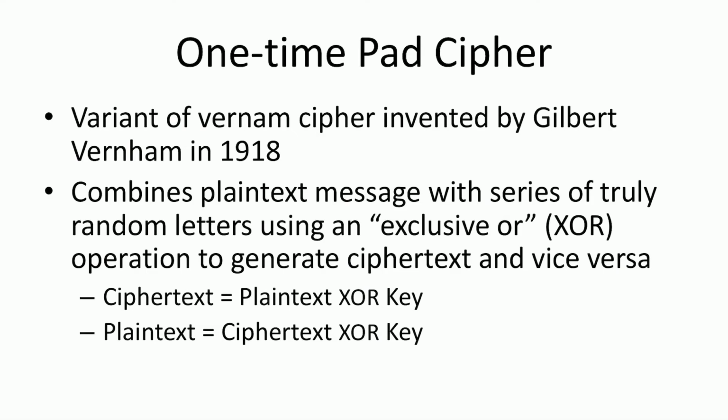One-time pad cipher is a variant of the Vernam cipher, which was invented by Gilbert Vernam in 1918 to encrypt teletype messages. It uses a long tape of random letters, which are as long as the message, to encrypt the message using the exclusive OR operation, or the XOR operation. Similarly, for decryption, the ciphertext is XORed with the same key letters. So again, the ciphertext is equal to plaintext XOR key, and plaintext is equal to ciphertext XOR key. So it produces random output that bears no statistical relationship to the plaintext, since each key is only used once.